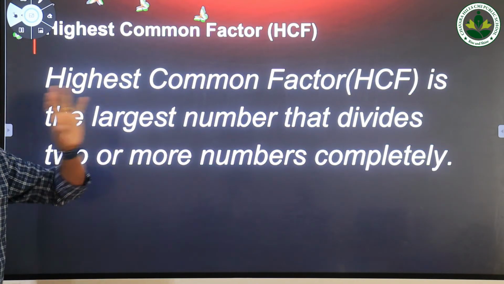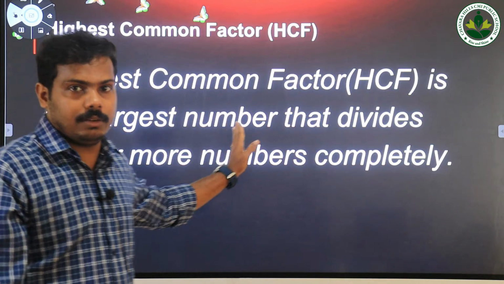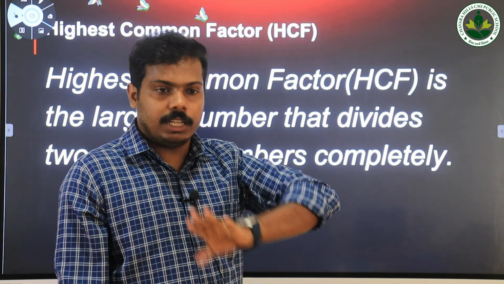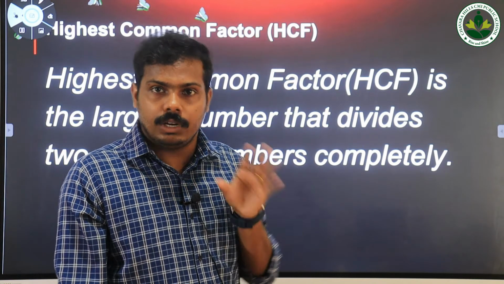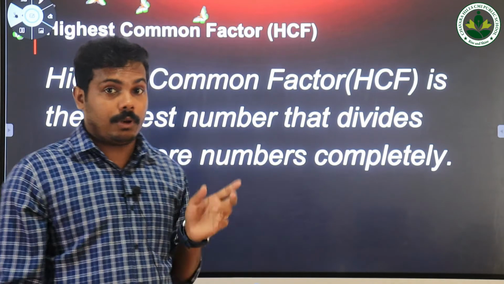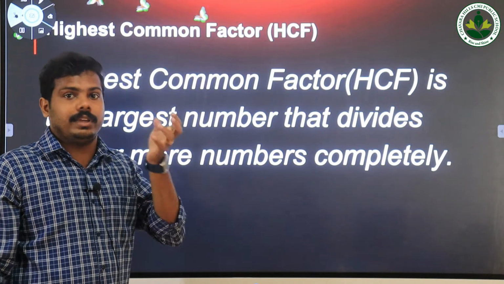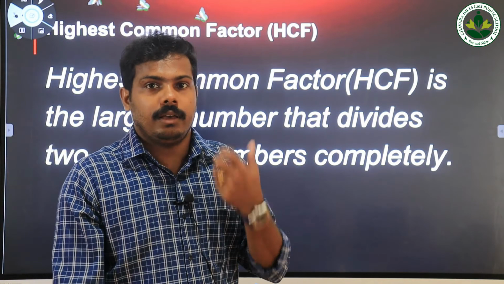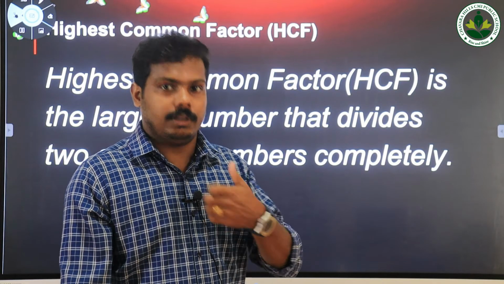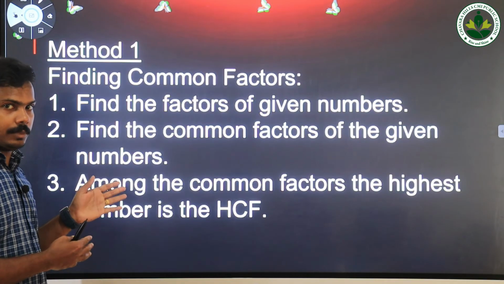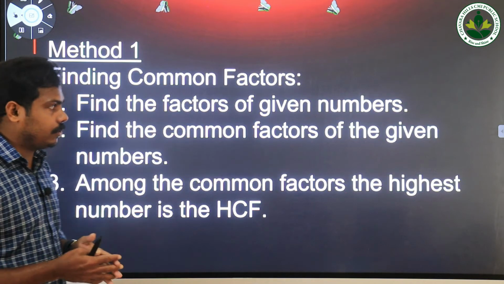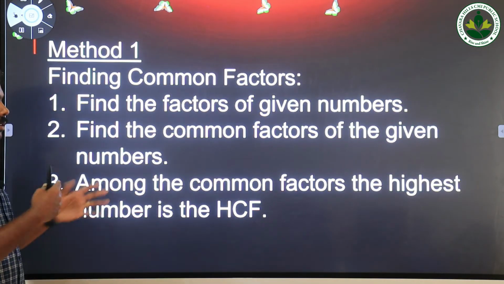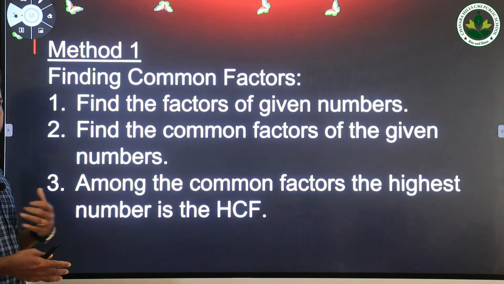And how will you find HCF? Now we know one method. First we need to write the factors of the first number and the factors of the second number, then find the common factors. Then out of those, which one is the highest? That is the highest common factor. For smaller numbers, it is very easy to write the factors. But for bigger numbers, it is difficult. So in our first method, we find the factors of the given numbers, find the common factors, and among the common factors, the highest one is the HCF.